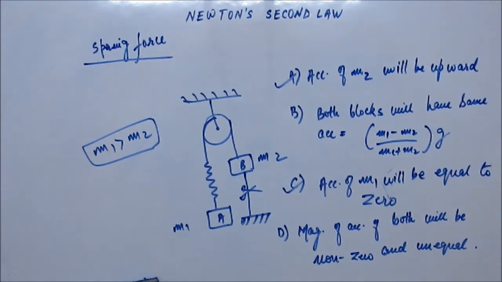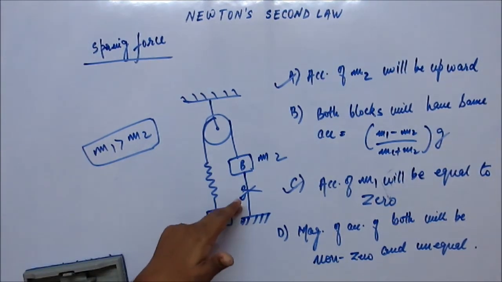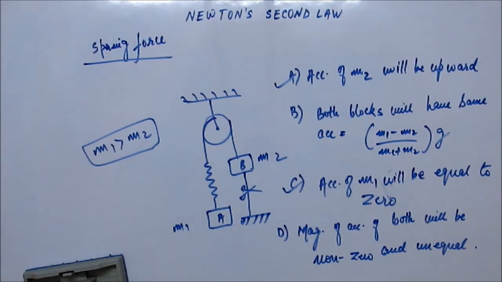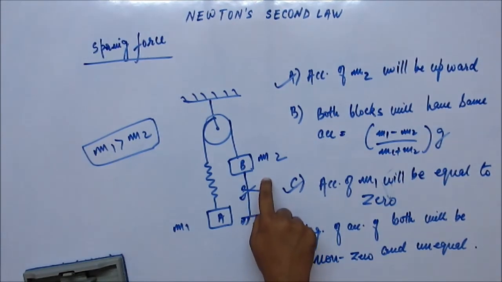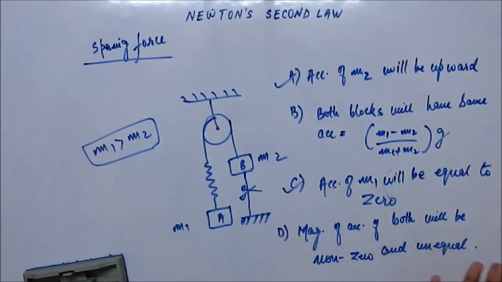Okay, option number A, let's discuss. If you want to cut this string, what would happen? The spring force is going to vanish. Now, if it is at all in equilibrium, then the spring force at block B is downward, away from the body. And that downward force, if that vanishes, then suddenly there will be net upward force. So block B will have to go upward. So option number A seems correct. Acceleration of m2 will be upward.